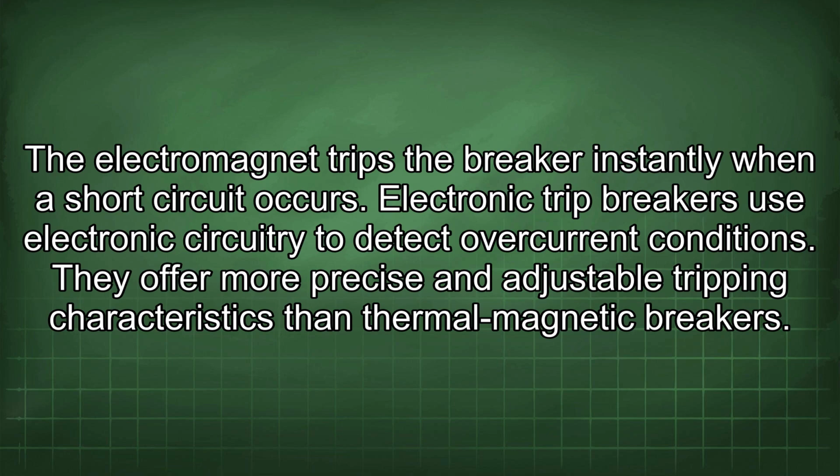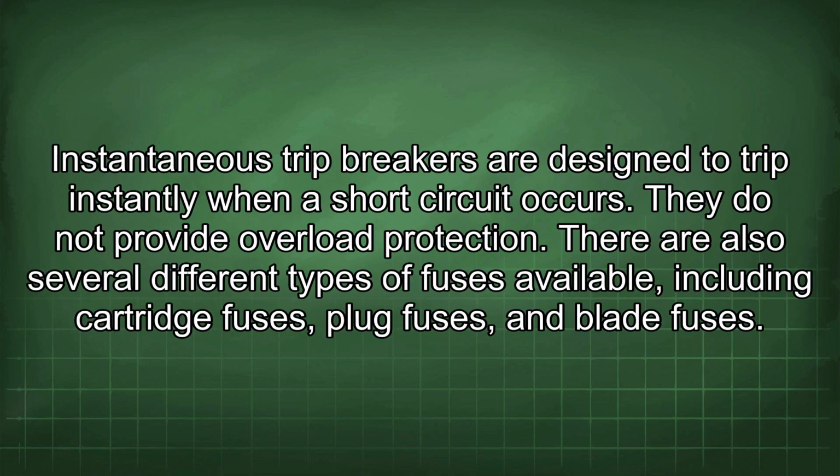Electronic trip breakers use electronic circuitry to detect overcurrent conditions. They offer more precise and adjustable tripping characteristics than thermal magnetic breakers. Instantaneous trip breakers are designed to trip instantly when a short circuit occurs. They do not provide overload protection.